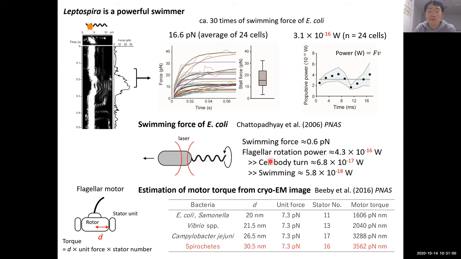And another explanation for the powerful swimming is the motor size. Dr. Namba is working on the flagellar motor using cryo-EM, and his group analyzed the structures of different species of bacteria. So he measured the diameter of the rotor. E. coli is 20 nanometers ring size, Vibrio 21. In contrast to these species, the spirochetal ring size is significantly larger. From this value, they estimated the motor torque using this equation. The spirochetal motor torque is larger than E. coli, about double.